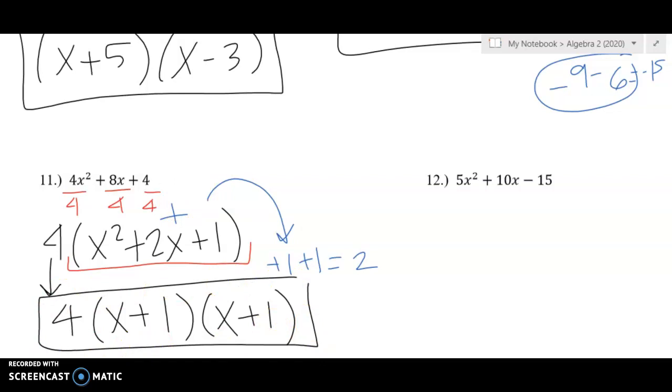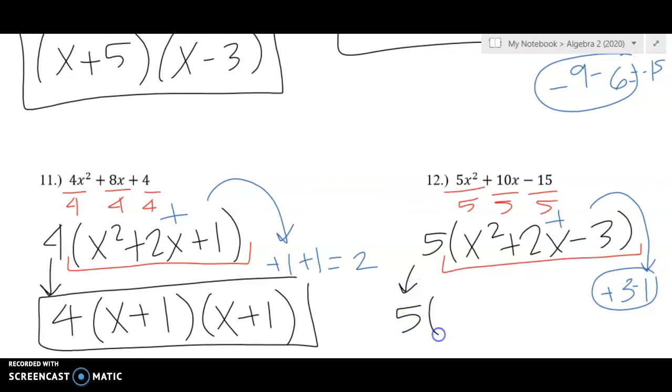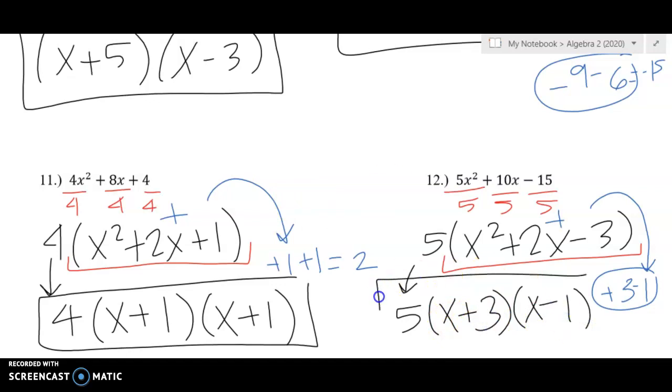Same thing for this next one. I need to take out a GCF. I'm going to take out a 5 from each piece. So when I write this, the 5 is going to come in the front. That's going to have x squared plus 2x minus 3. I want to factor the trinomial. So what multiplies to 3 and adds to 2? The only way I'm going to make this work is if the 3 is positive and the 1 is negative. So when I write my final answer here, the 5 stays in the front. I separate x squared into x and x. One of them has a +3, the other one has a -1. And then there's my factored form.